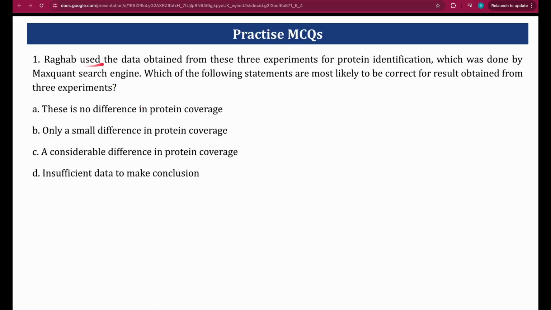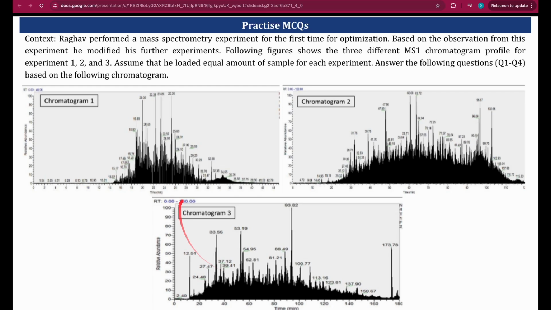So the first question is that Raghav used the data obtained from these experiments for protein identification, which was done by the MaxQuant search engine. Which of the following statements is most likely to be correct for the results obtained from the 3 experiments? The first is there is no difference in the protein coverage, only a small difference in protein coverage, a considerable difference in protein coverage, or insufficient data to make any conclusion. So let's look at this. Do you think there is any difference in the protein coverage?